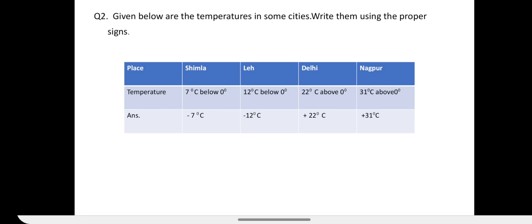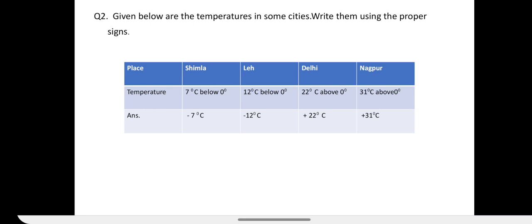Question number 2. Given below are the temperatures in some cities. Write them using the proper signs. Now places are given, that is Shimla, Leh, Delhi and Nagpur. Temperature of Shimla is 7 degrees Celsius below 0 degree. The answer is, it is below, so it will be -7 degree centigrade.